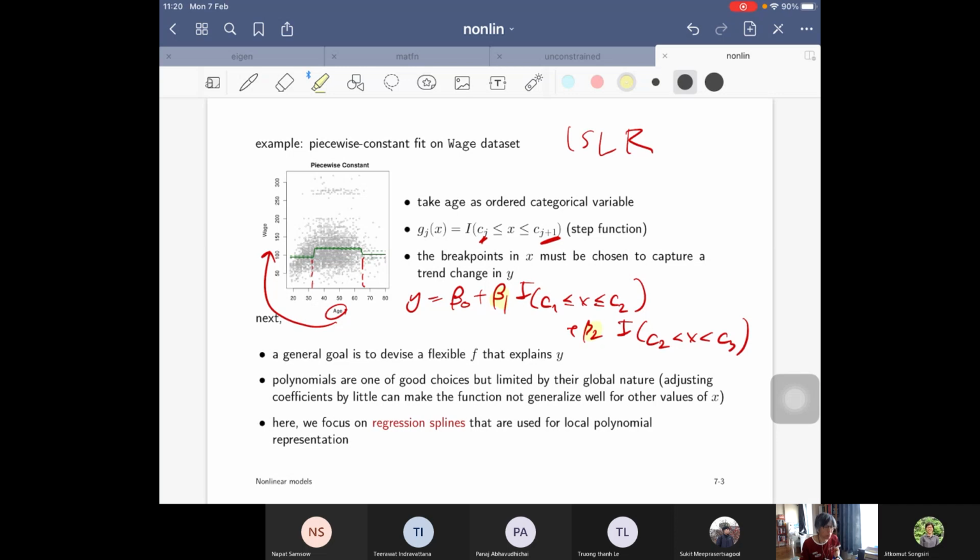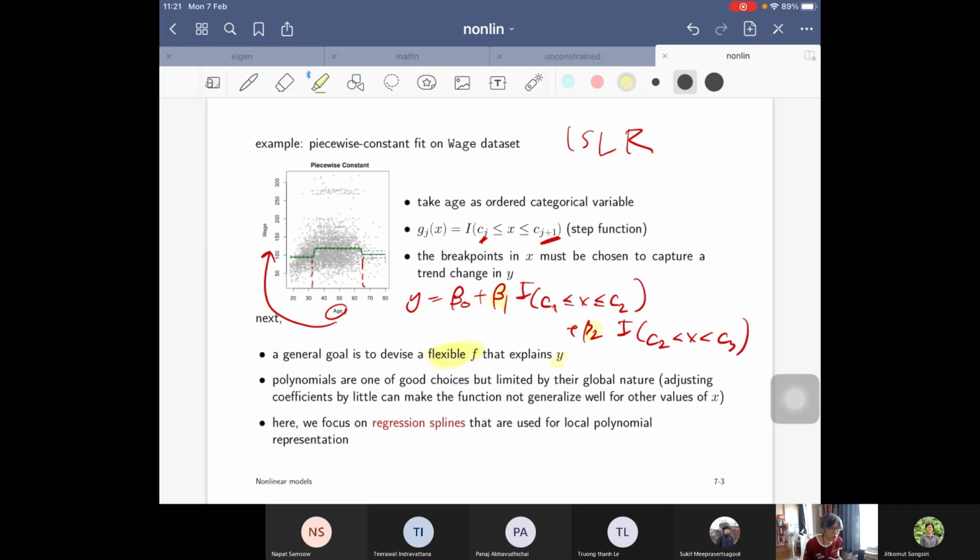So this is some example. We would like to make a comment that in this chapter, of course, we still want to achieve the ultimate goal, which means we want to develop a good representation f, a flexible one. We refer to the term flexible because we want f to explain the data y very well.